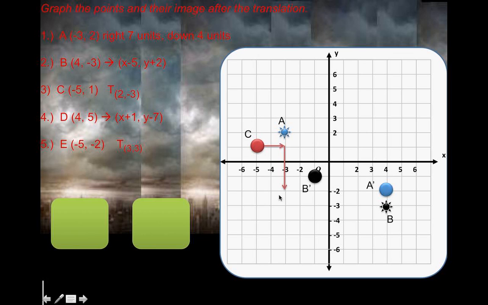The image should end up somewhere right around here at negative 3, negative 2, because negative 5 plus 2 gives you negative 3, and positive 1 minus 3 gives you negative 2. So your image will be right down here. Make sure you label it with a C prime.